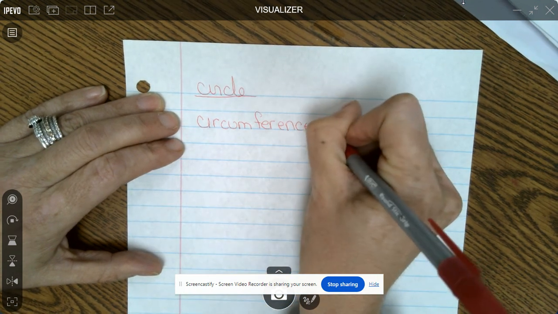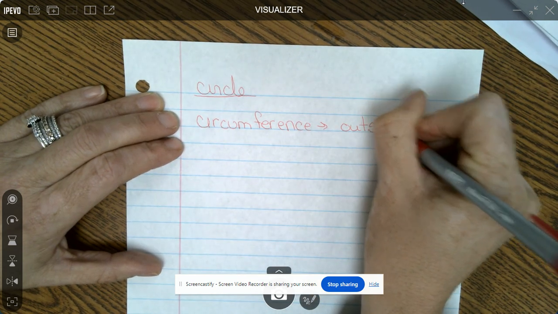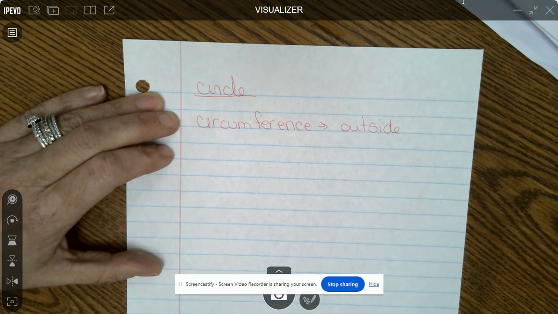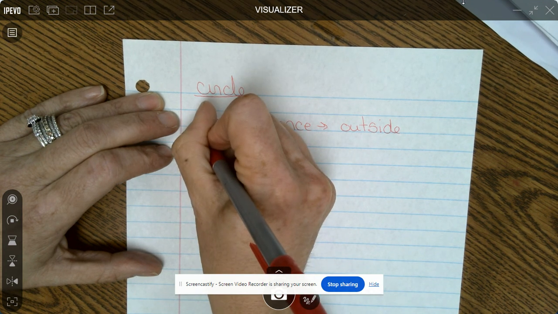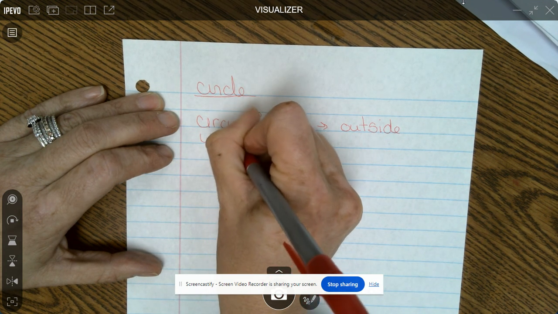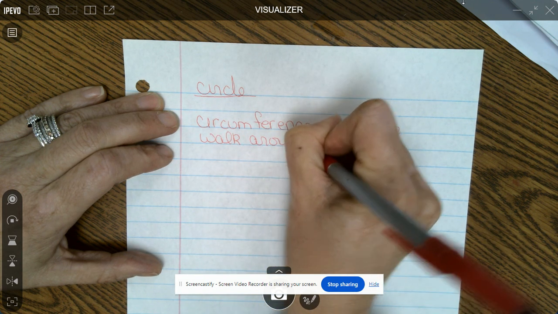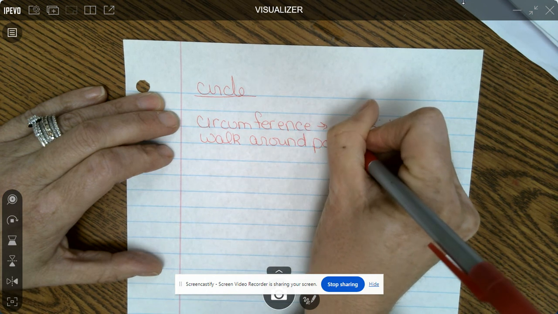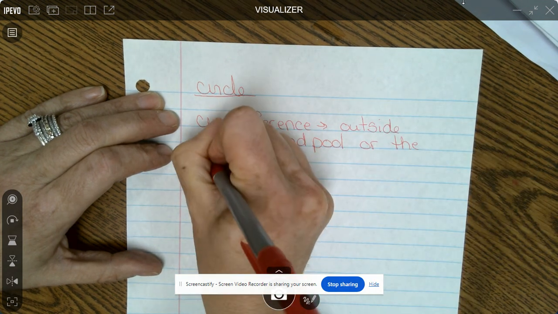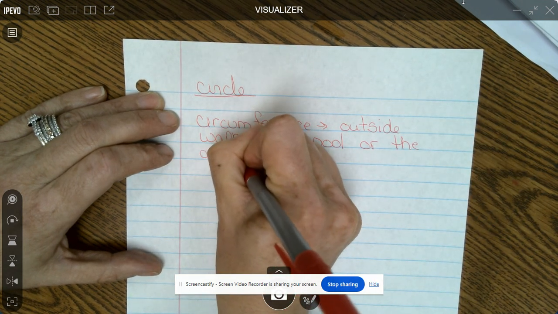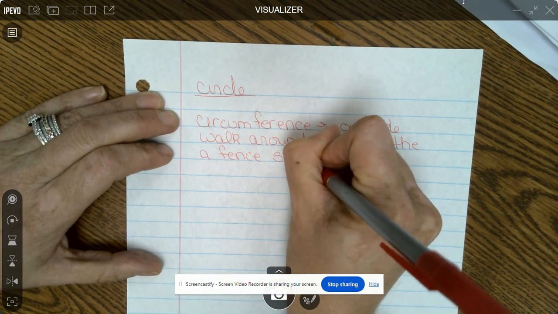So the circumference of a circle is the outside of the circle. When you're talking about the outside of the circle, it would be like if you were to walk around a pool, or a fence that's surrounding the pool. And like I said, you can abbreviate as much as you want.